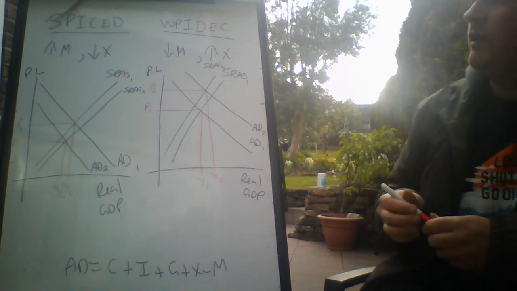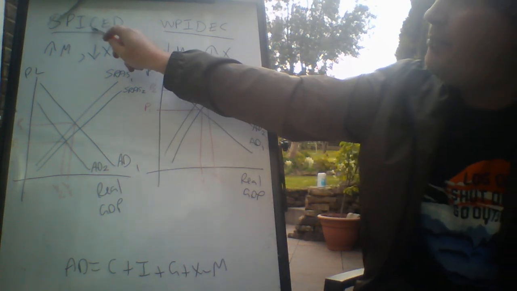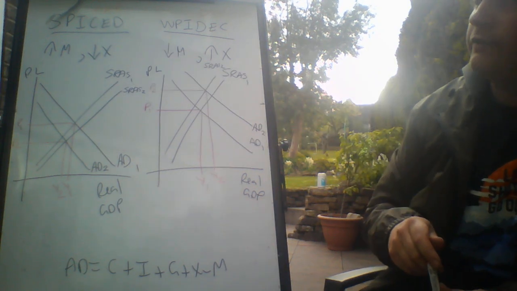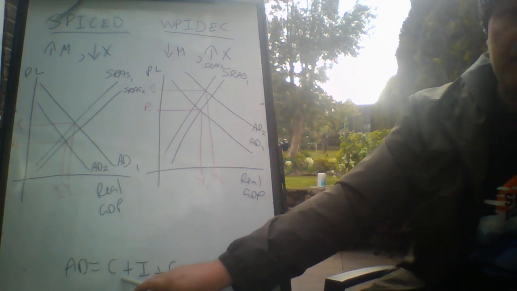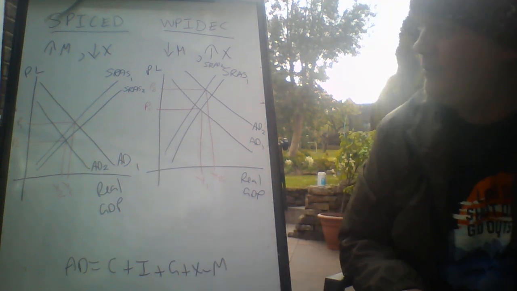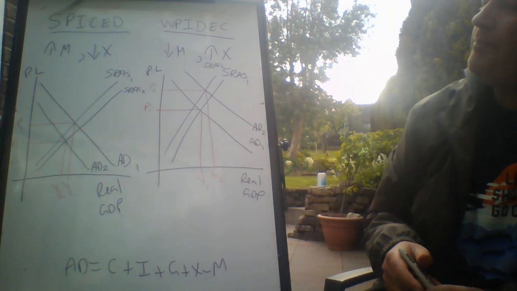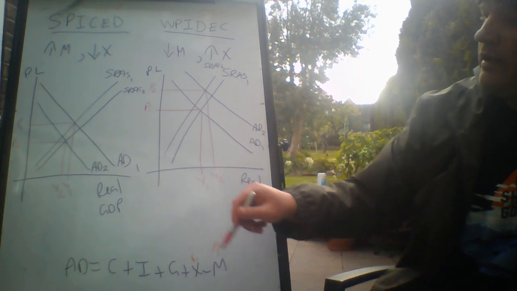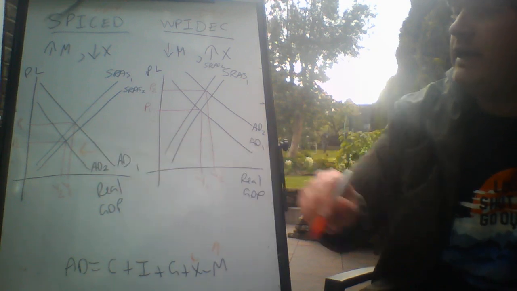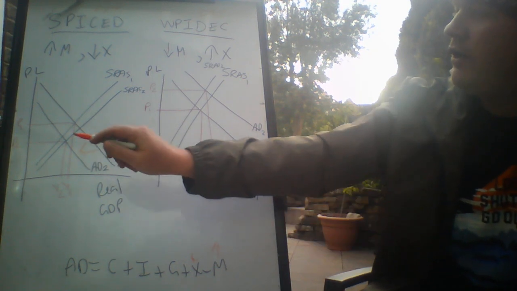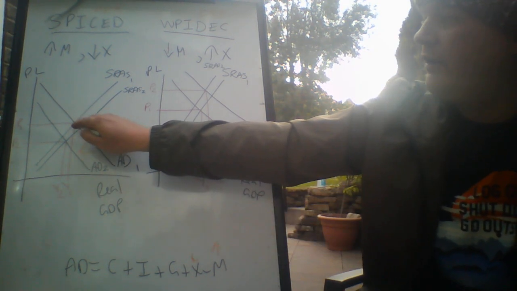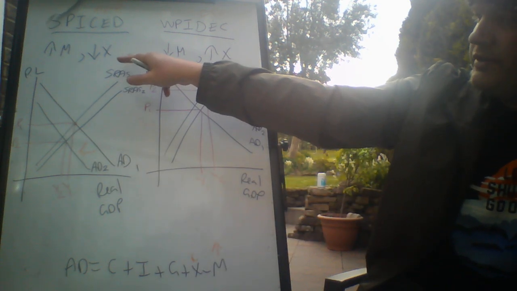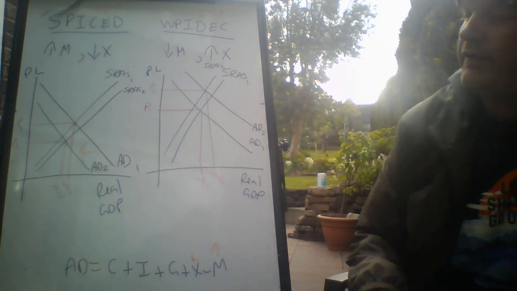Now what we said before then was strong pound. Imports cheap, so we buy more imports. Exports dear, so export demand falls. Well, think about the formula. AD = C + I + G + X - M. If imports increase and exports fall, there will be an inward shift in aggregate demand. So the economy started off at AD1, SRAS1. Well, higher import demand and lower export demand would lead to AD moving inwards.